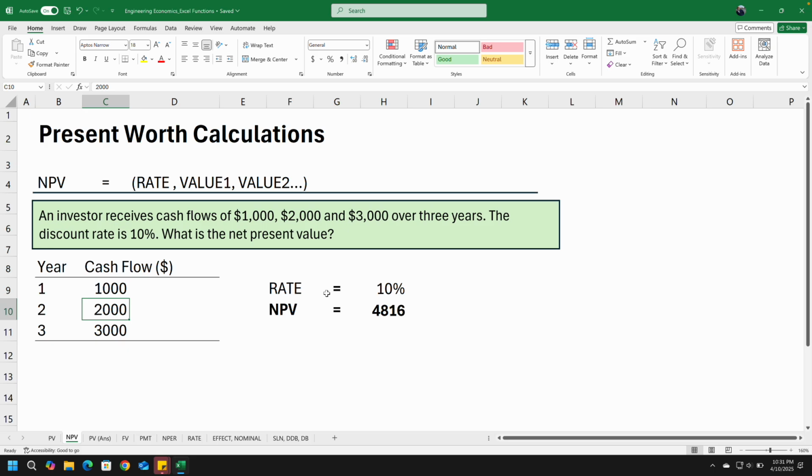It's our future cash flows being brought back into year 0, and how much those future cash flows are worth at the present time, or at year 0.